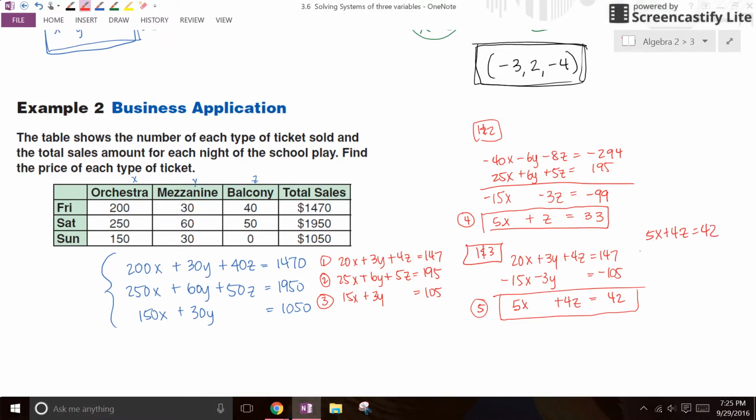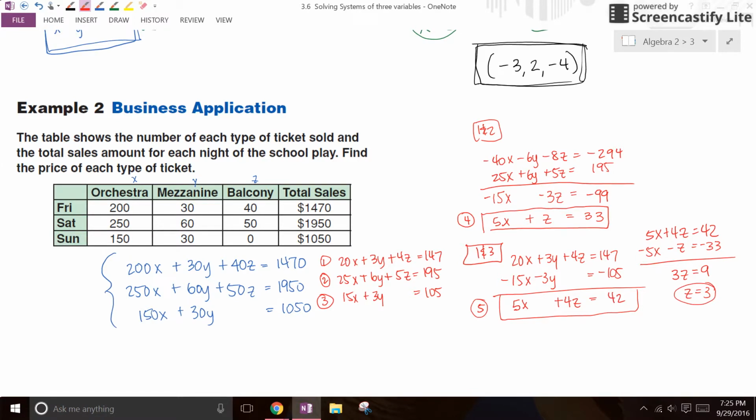And equation 4, I'm going to multiply everybody by a negative: negative 4x minus z equals negative 33. And now the 5x's cancel. I get 3z equals, what is that, 9? So z is 3. Yes. So I got z is 3.